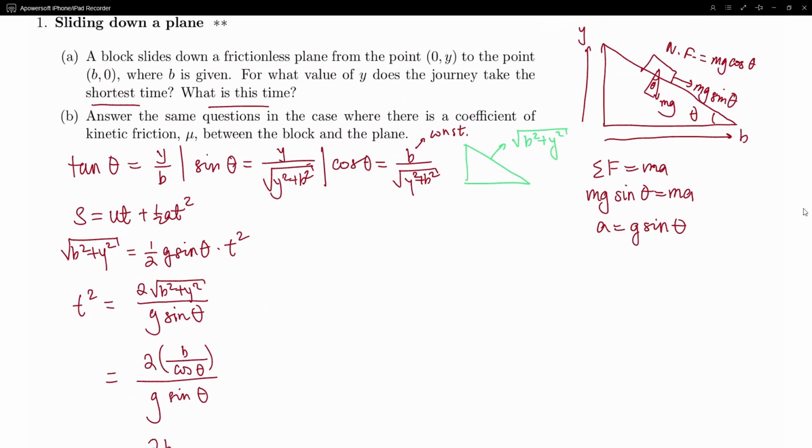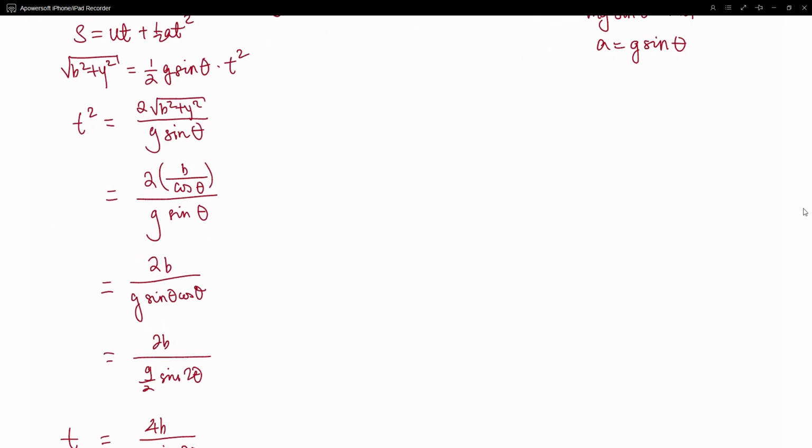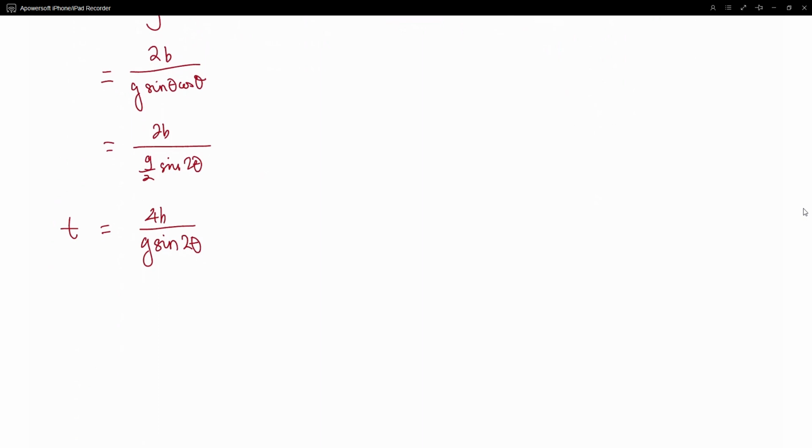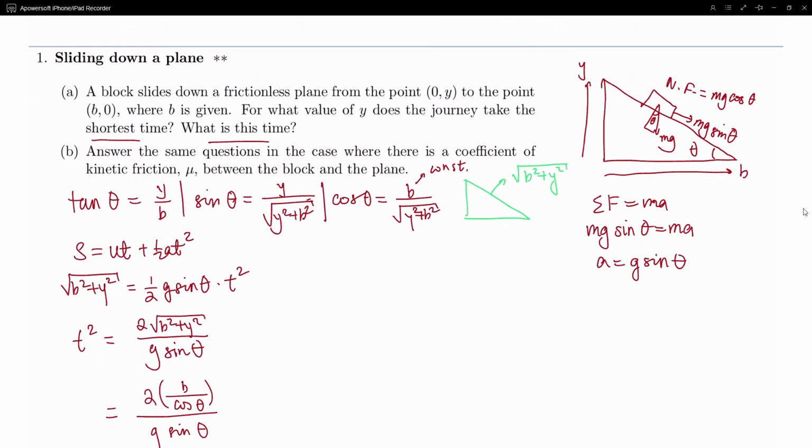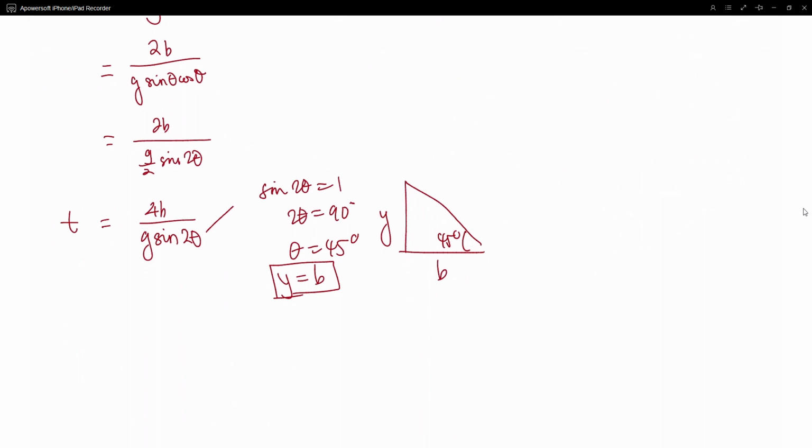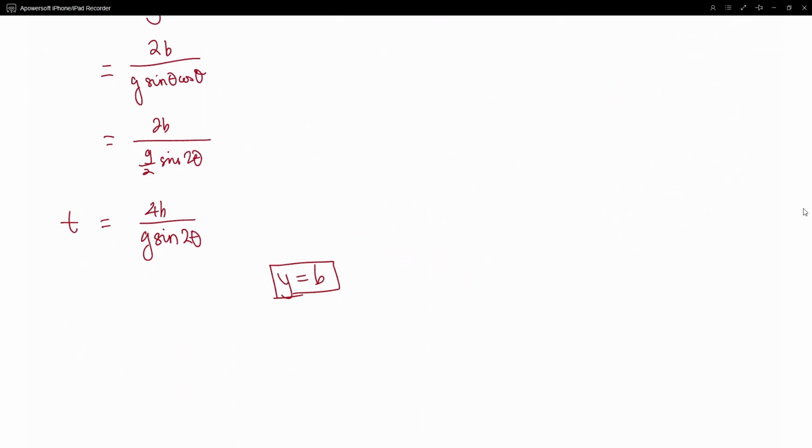That's our t squared. And we want to find the shortest time, which will occur when we maximize the denominator. In other words, sine 2 theta is maximized when it equals 1, or 2 theta equals 90, or theta equals 45 degrees. And this means, from very simple geometry, you can see that y, this distance, is going to be equal to b. So we get this condition for y, and we've solved the first part of this question. So y equals b.